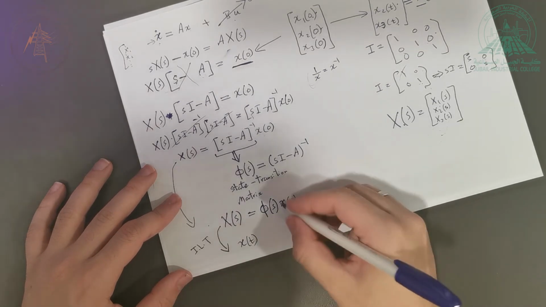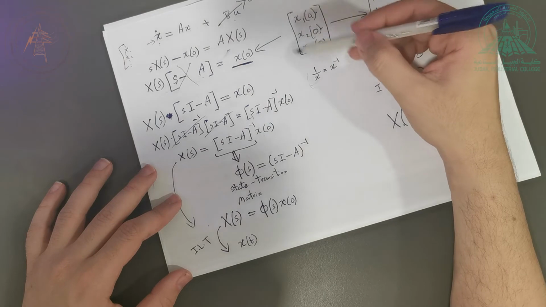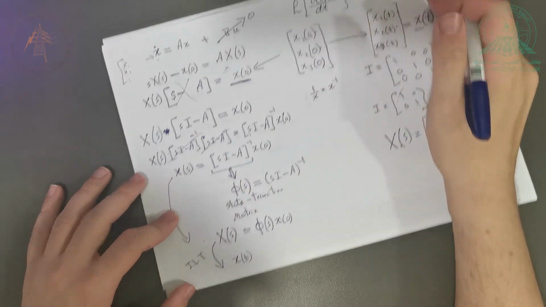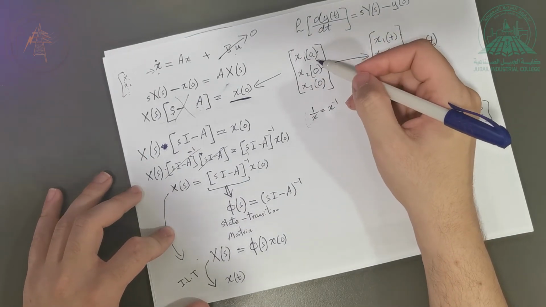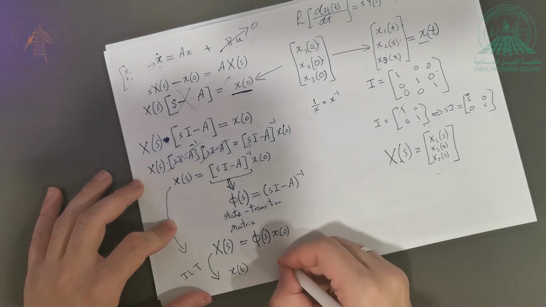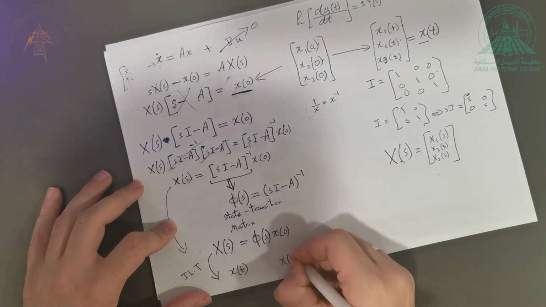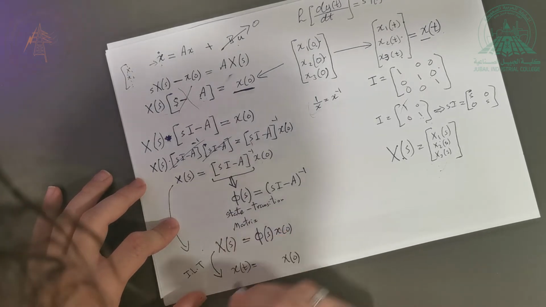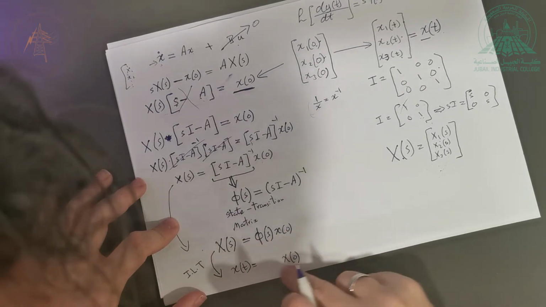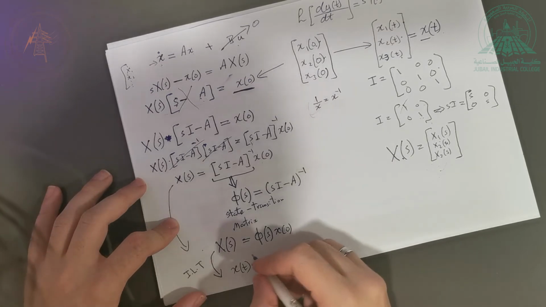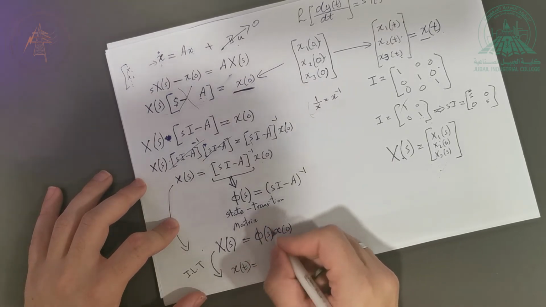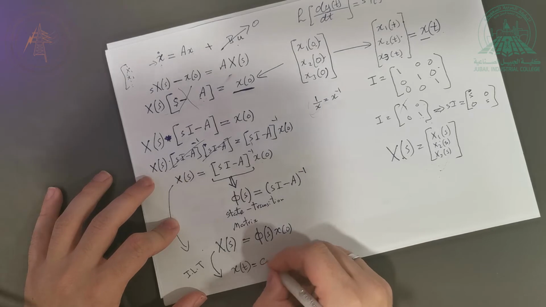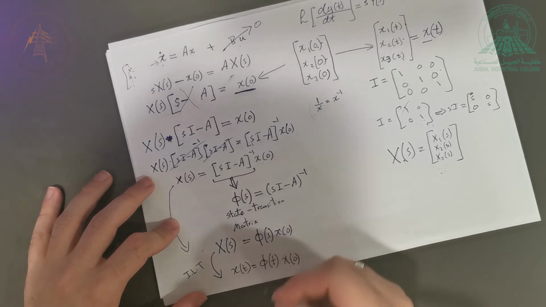And how about this? These are constants, right? Remember, these are the initial conditions. These are constant values, so I can just take them out of the inverse Laplace transform operation. So what does it mean? It means that x of t equals the initial conditions multiplied by the inverse Laplace transform of this, which we can call phi of t.